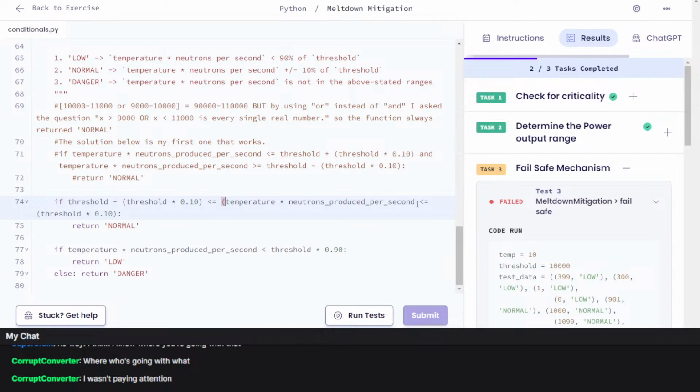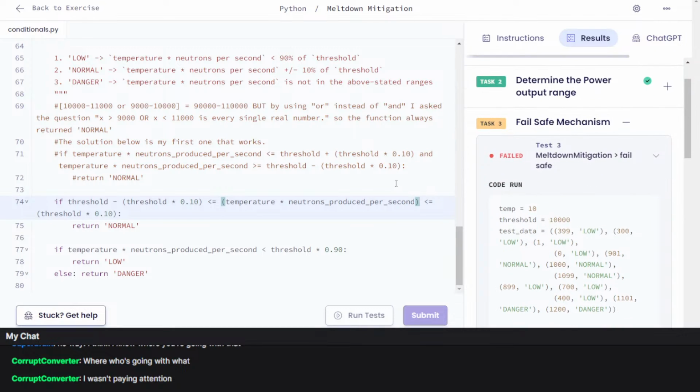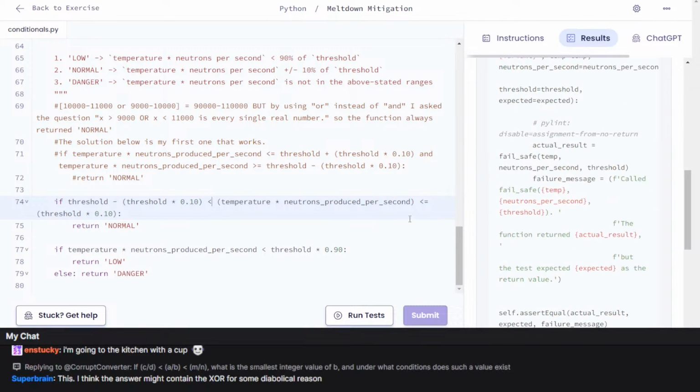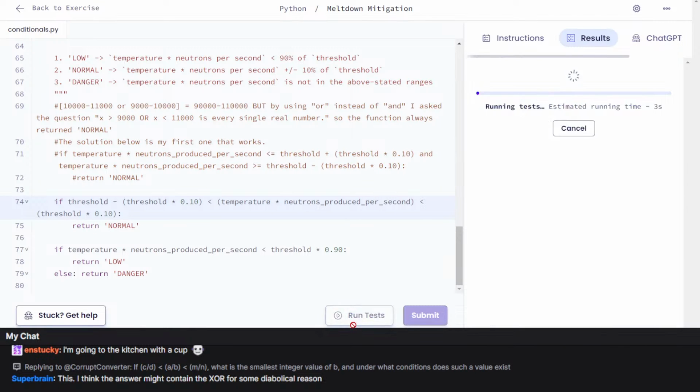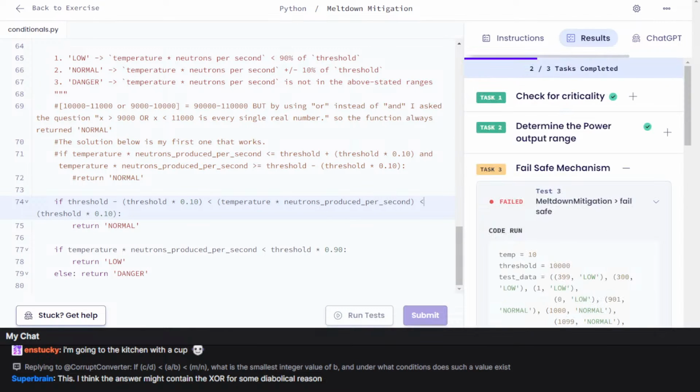Temperature. Damn it, it doesn't work. Wait, what? I hate this. Because didn't it say it could be equal to the lowest, like the number and the threshold or whatever, and it still is fine? And Stucky says I'm going to the kitchen with a cup. Oh my god. It's good to drink in the kitchen. Don't ever drink over your computer.